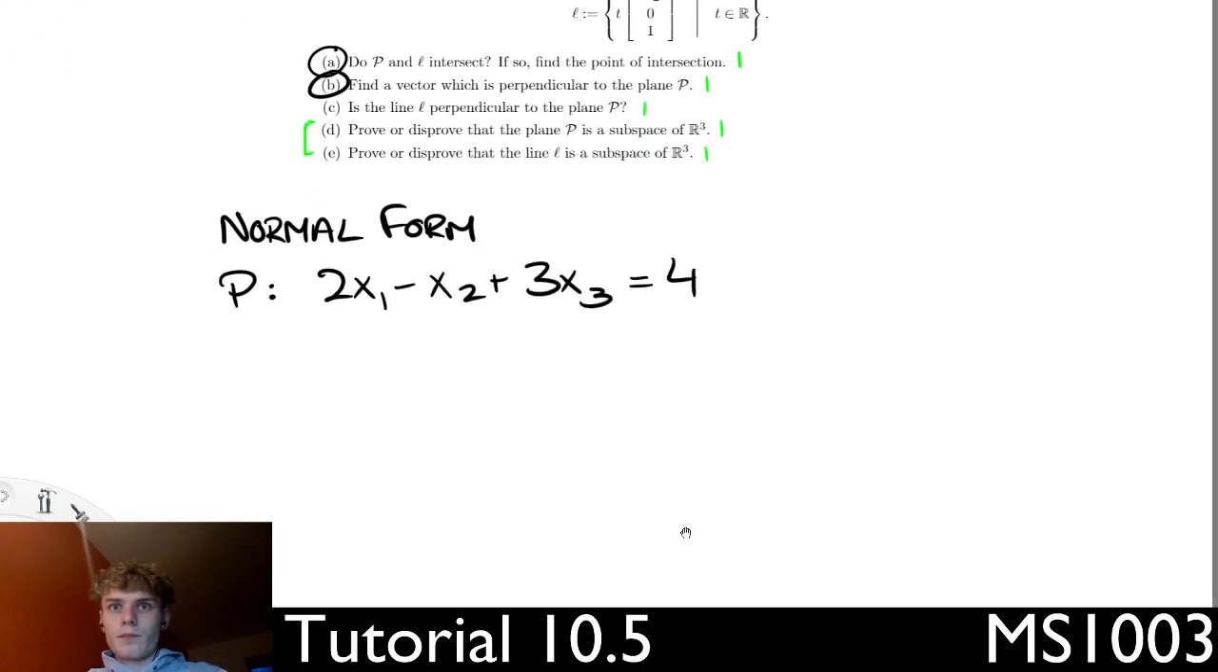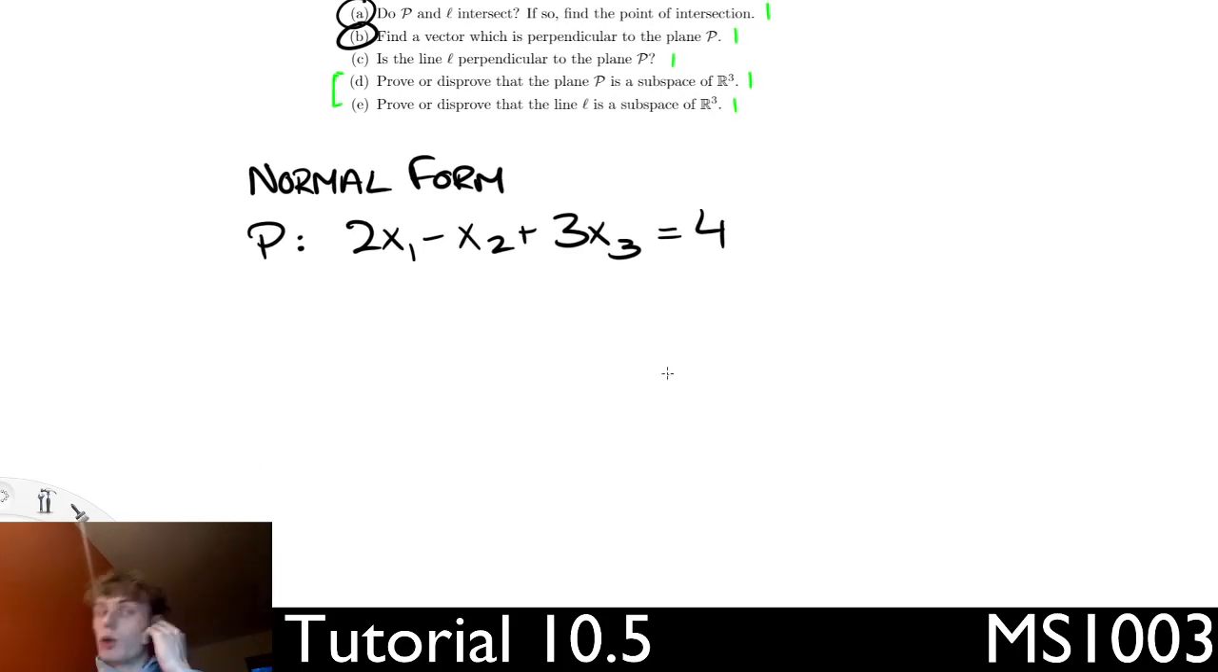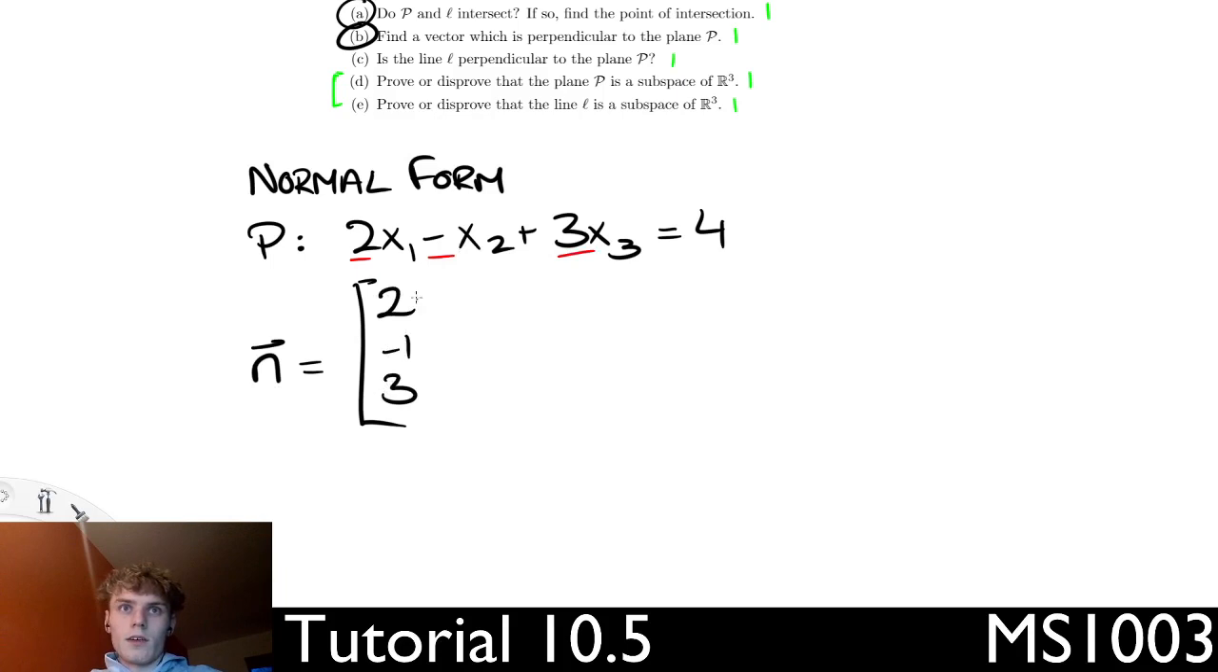4. Now, you should know from the lecture and from tutorials that the normal vector n is obtained by just reading off the coefficients of x1, x2, and x3: 2, minus 1, and 3. So the vector looks like this. Okay? Not too bad.